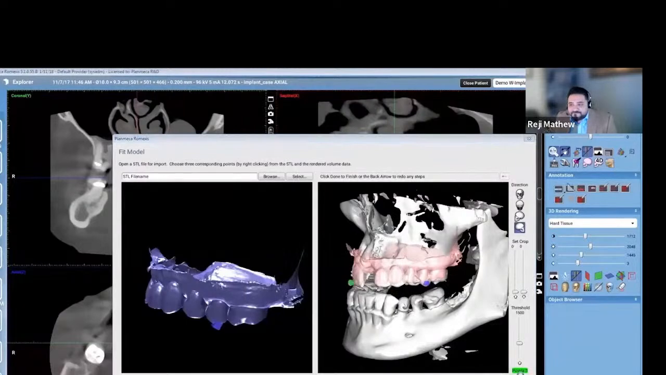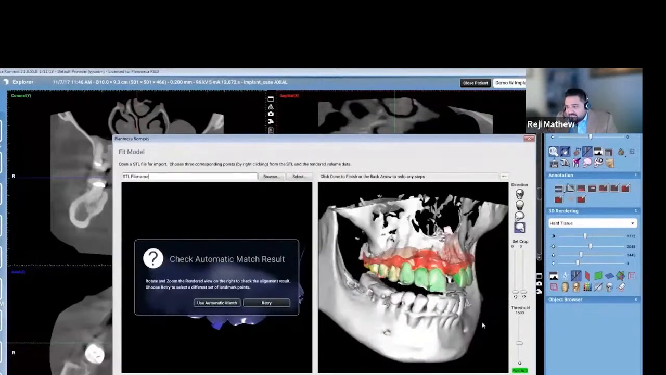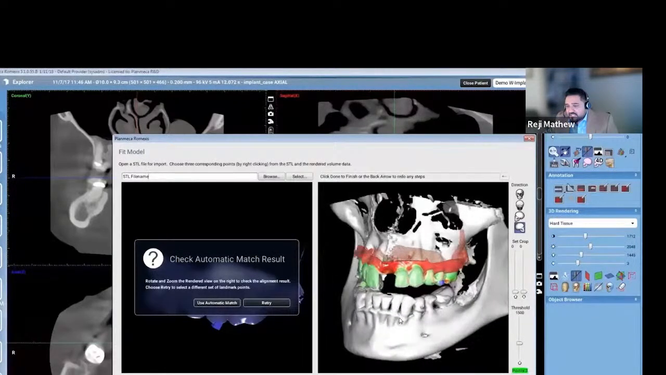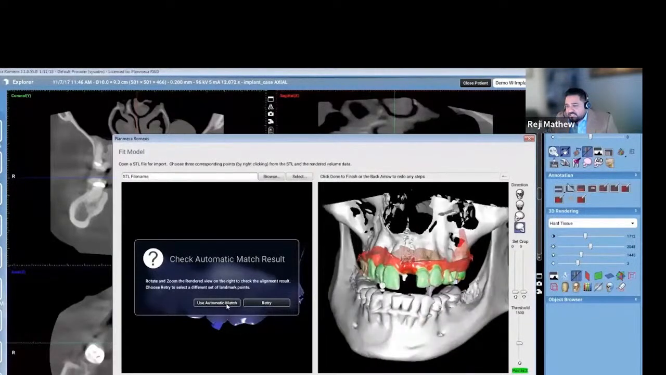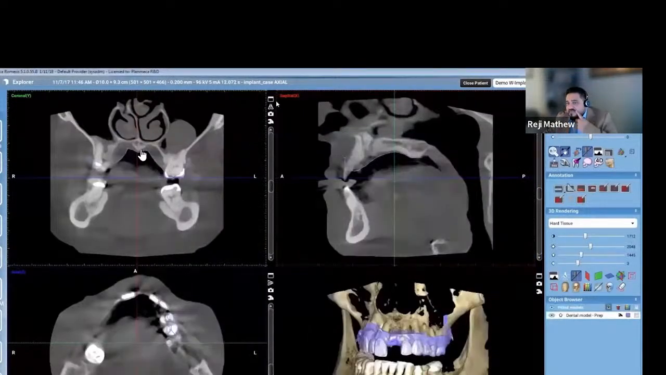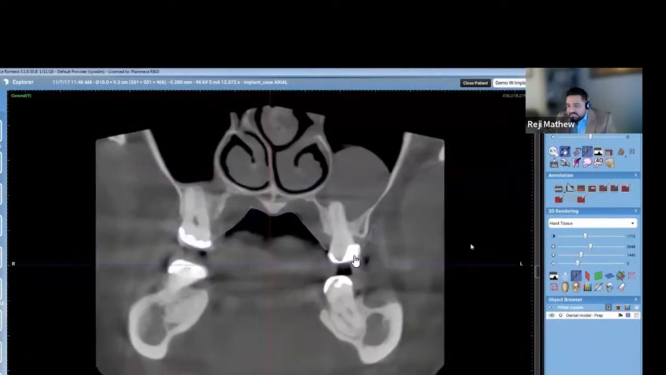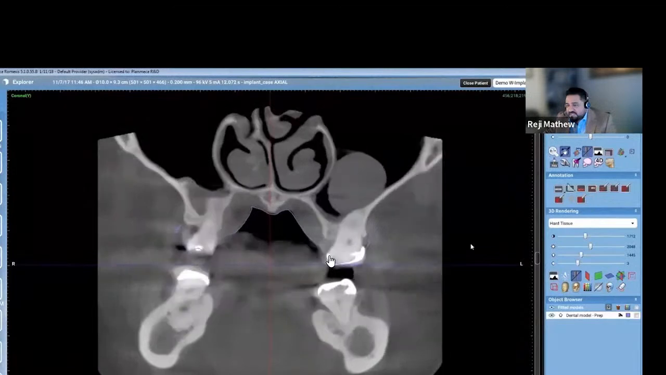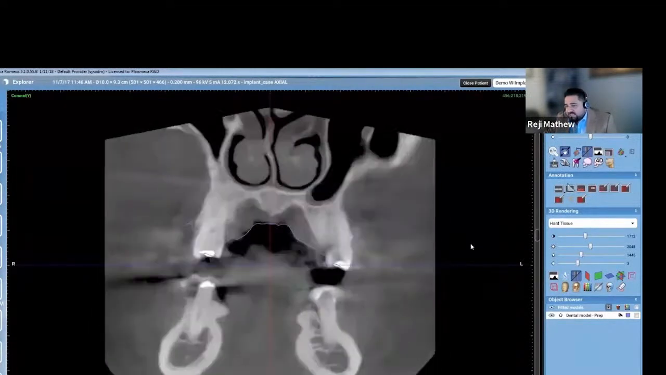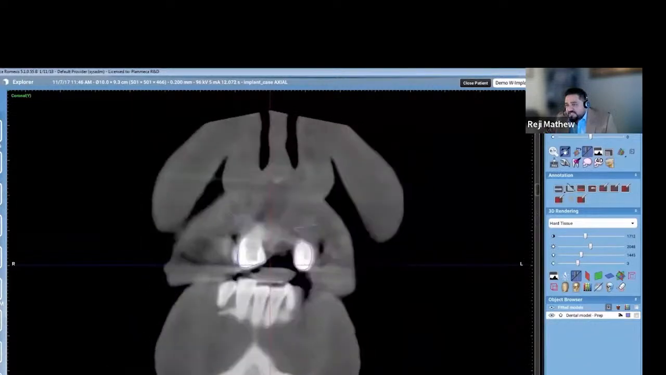Because of the time, we're going to use the automatic match, which will match automatically. This gives us an outline of how the intraoral scan has matched with the CBCT scan. You can scroll through the coronal image to see if it has matched properly, and I'm looking at those scans to see if it has matched clearly.